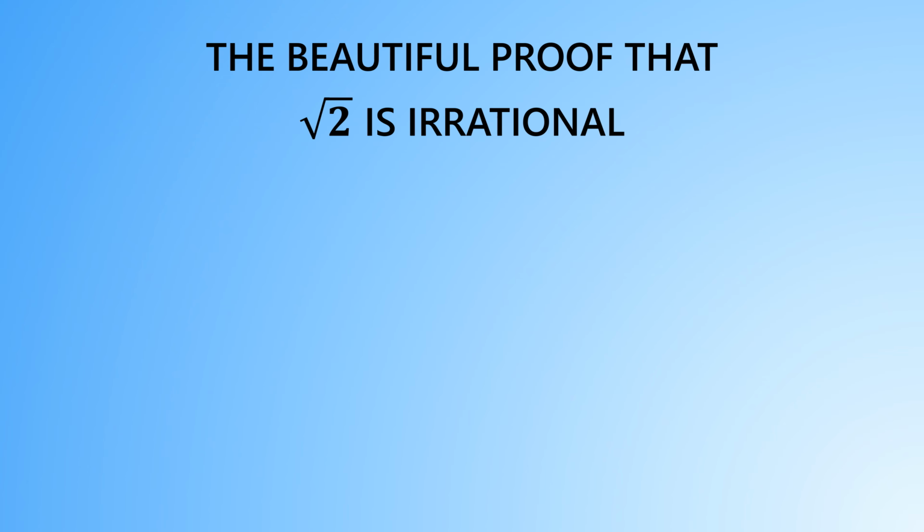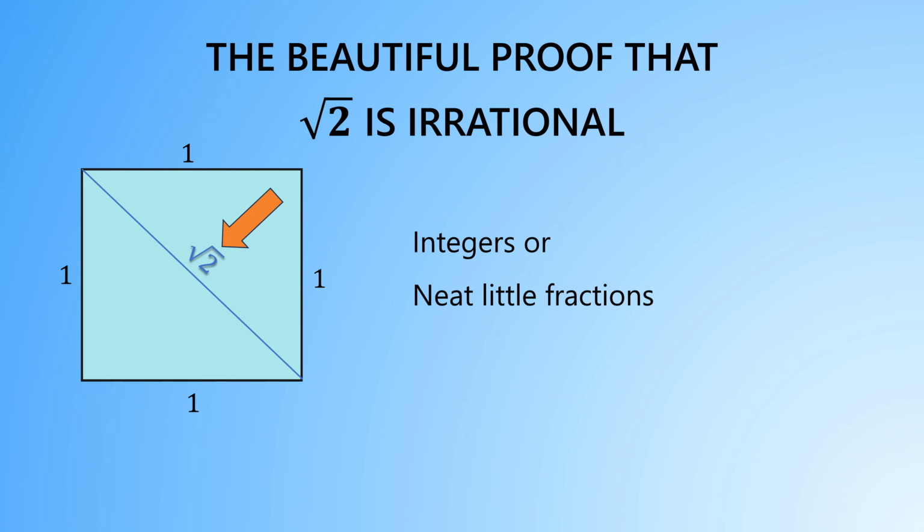Ever since ancient times, people thought every length, every measurement, and every number could be written with integers and neat little fractions. But then comes a reveal, the diagonal of a unit square, quietly breaking that belief.